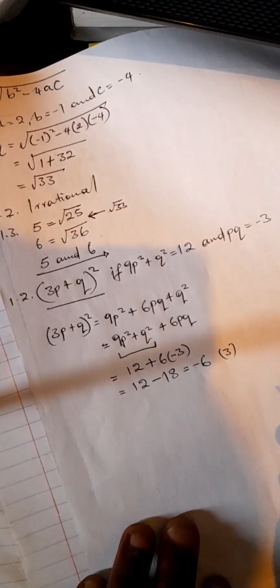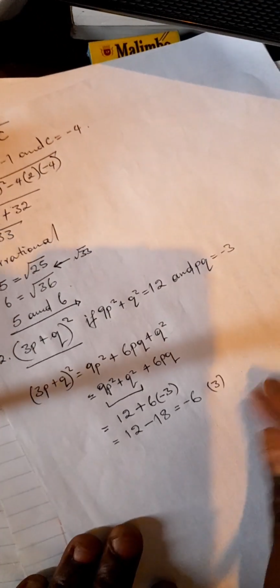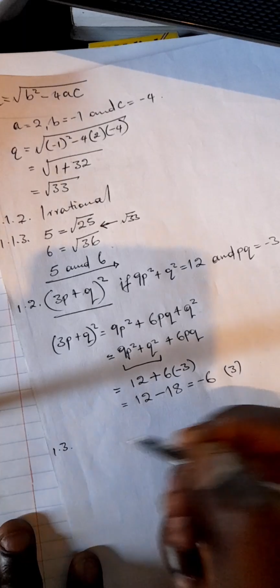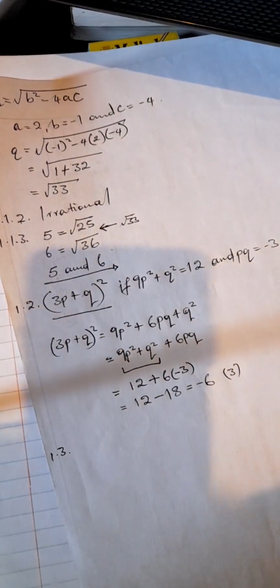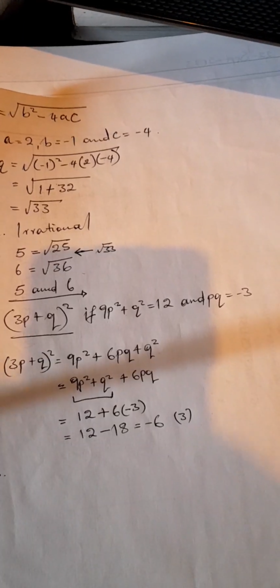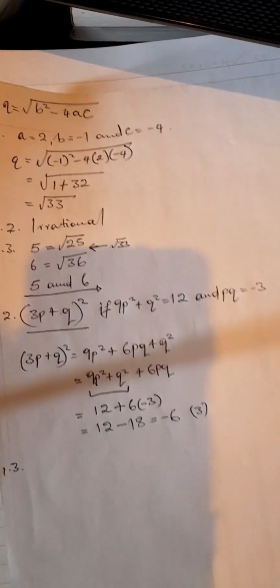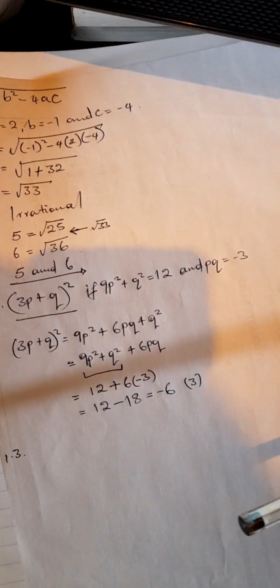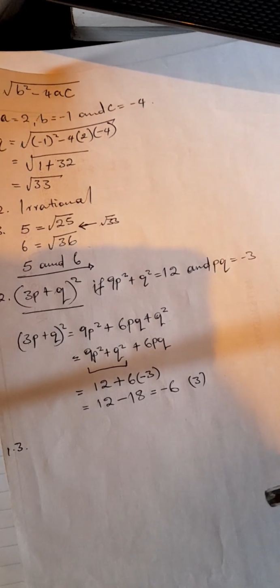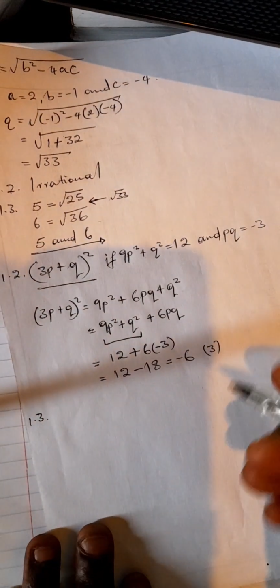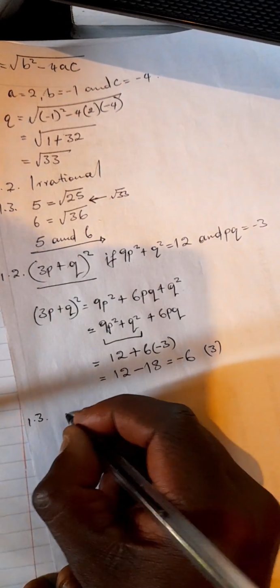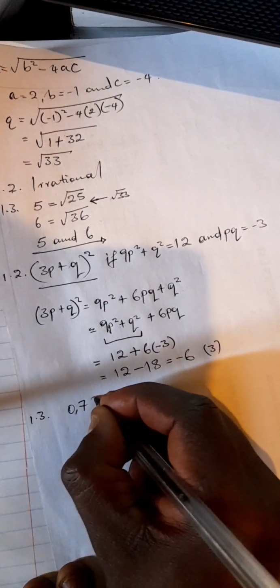All right. Okay, moving along. 1.3 says write 0.7 (repeating) as a common fraction. Clearly show all your working details. For 3 marks, write 0.7 as a common fraction.